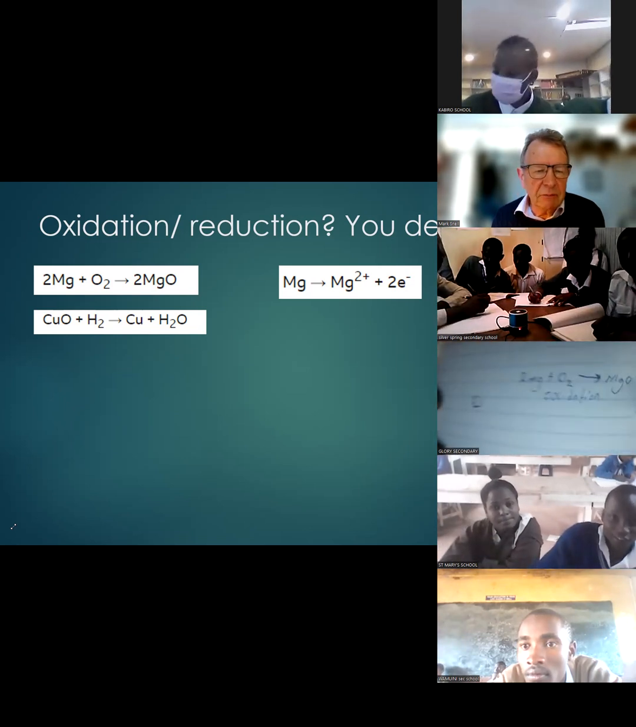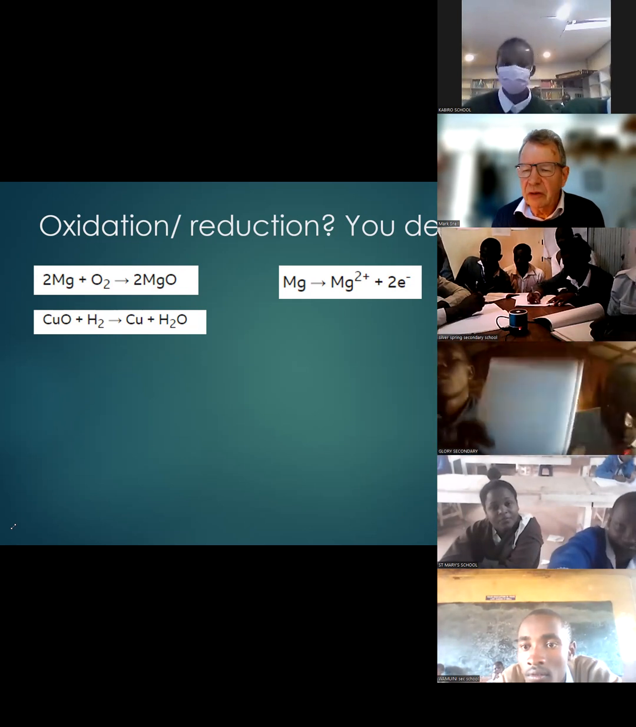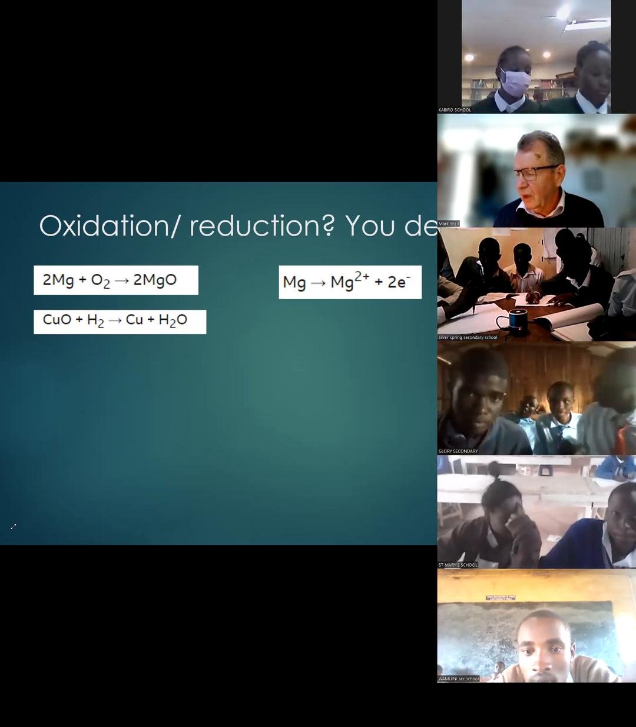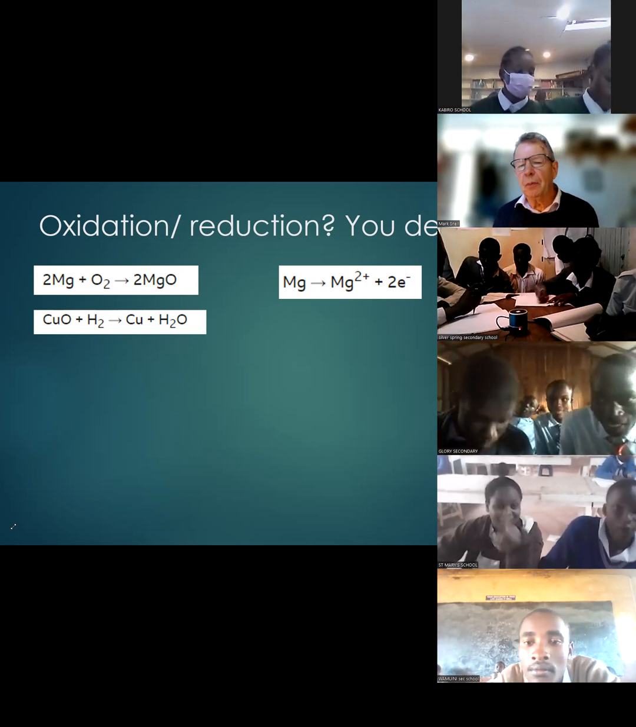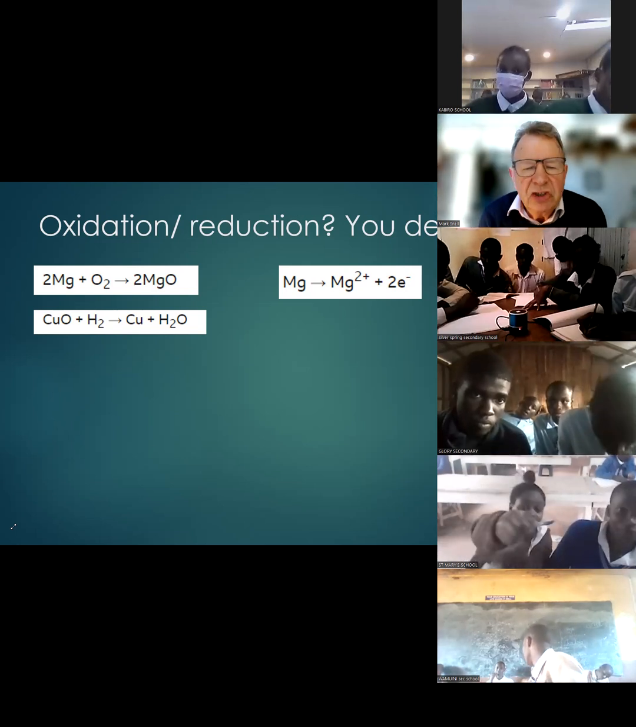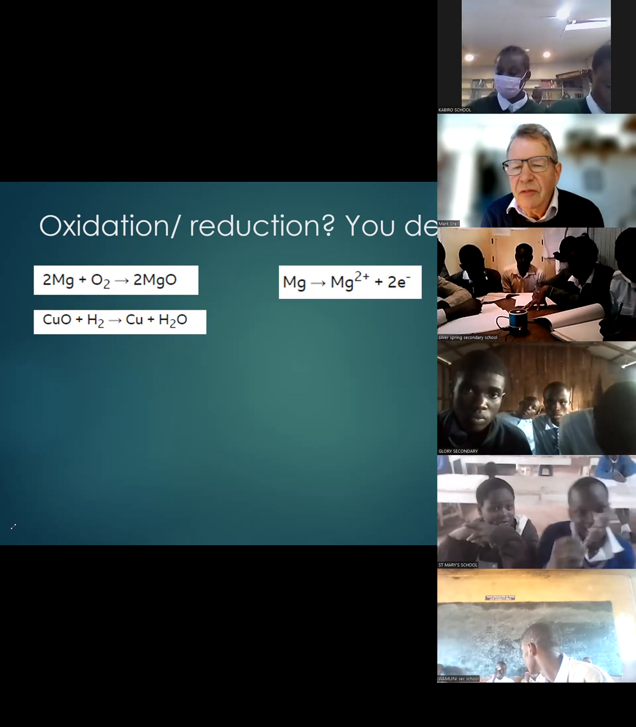Mg turns into Mg. Excellent. Well done, Glory. Very good. Absolutely correct. Now do the next one. Mg goes to Mg2 plus 2 electrons. Is that oxidation or reduction? Have a look. See if you can work it out.